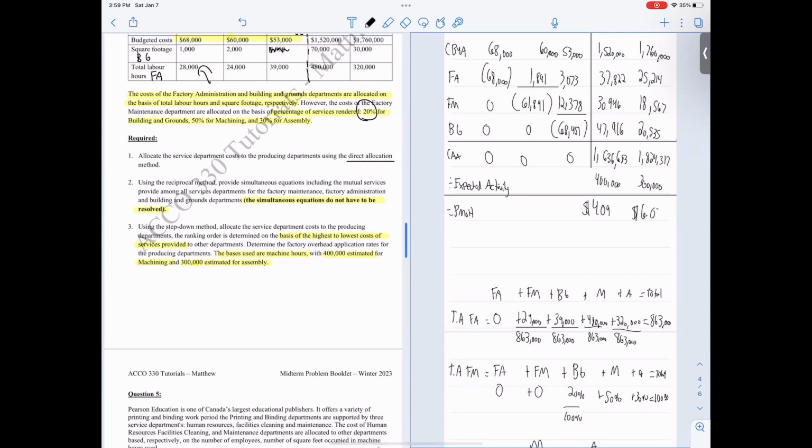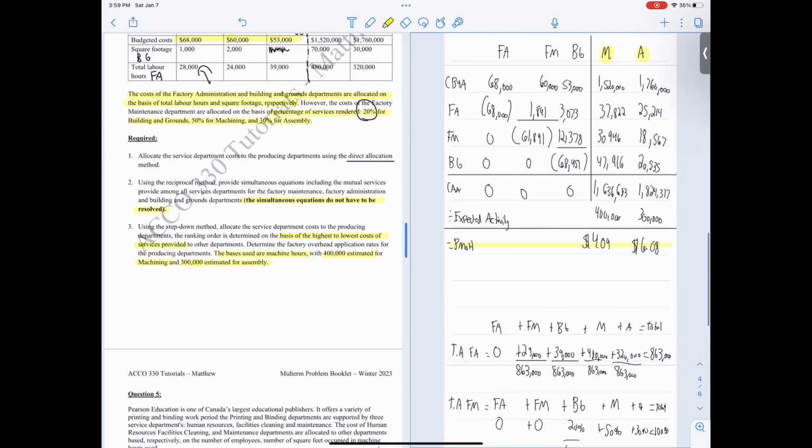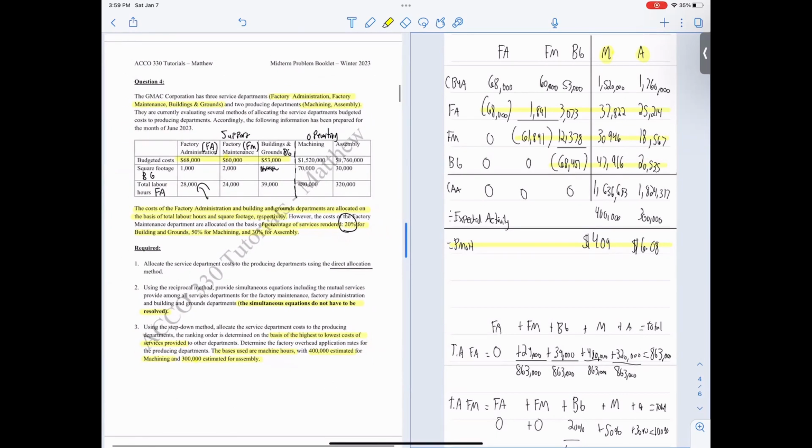All right, guys. So this is your answer here. These are the application rates for the machining and assembly departments. And you also have your cost allocations here doing the step down method. And just like that, guys, you've solved, in my opinion, an advanced chapter 15 question on period cost allocation.